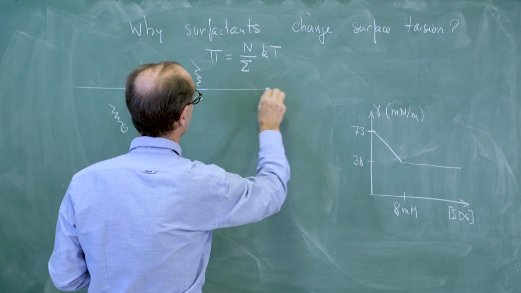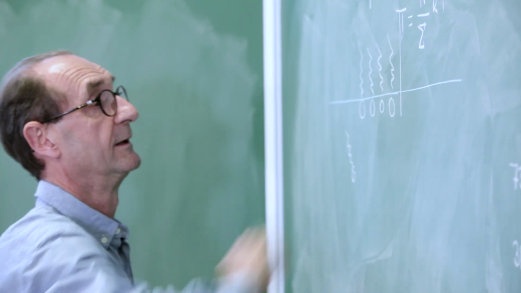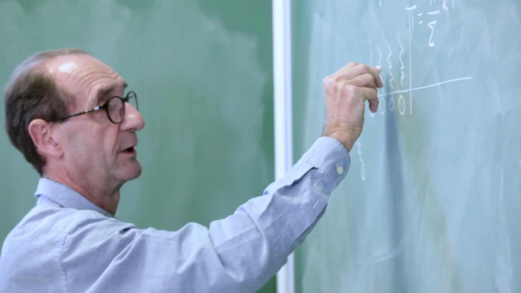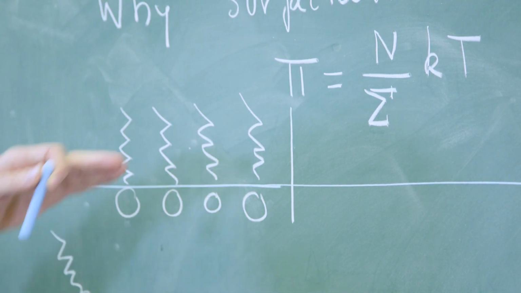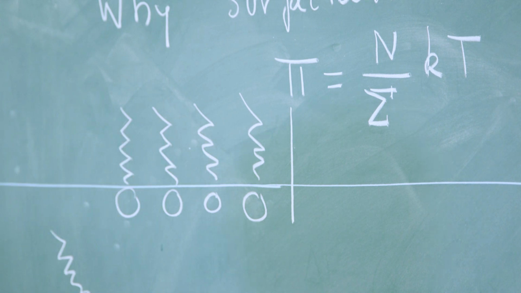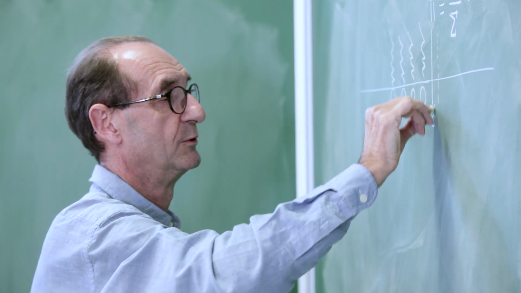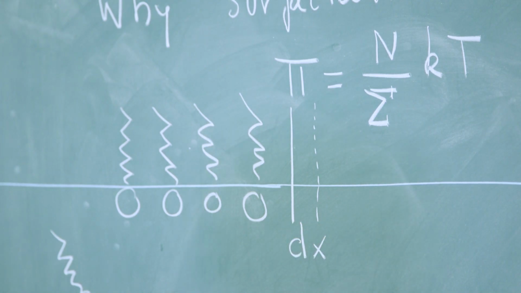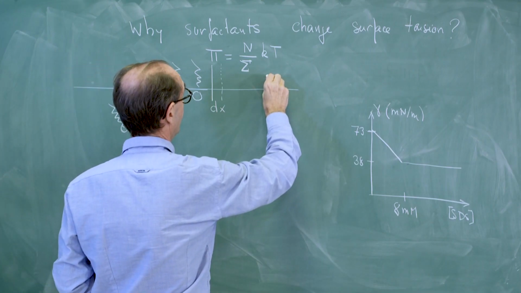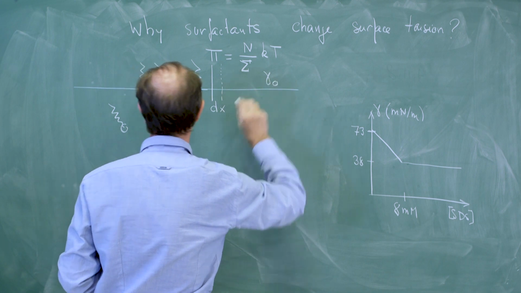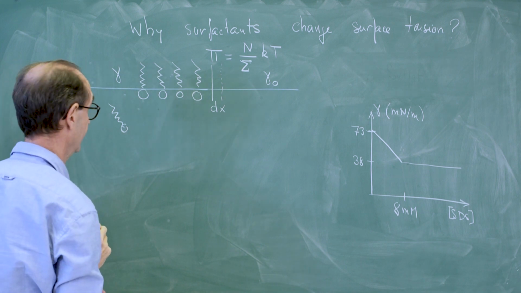Now if I had a barrier on the fluid, the molecules would exert a pressure, this pressure pi, on the barrier. In order to understand the variation of surface tension due to this two-dimensional gas, we will perform a virtual experiment in which we would move this barrier by a distance dx. On this side, we have the surface tension of pure water, gamma 0, and on this side, we have the surface tension modified by the surfactant.